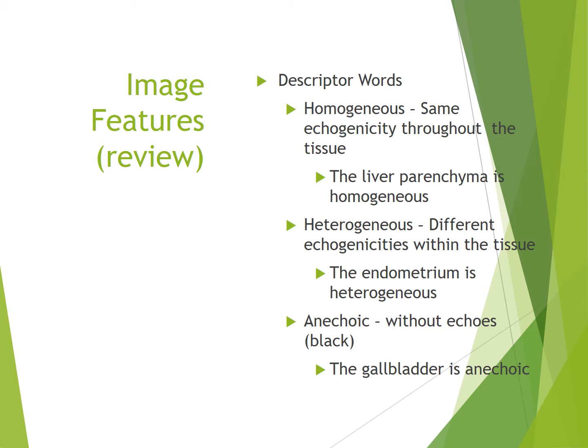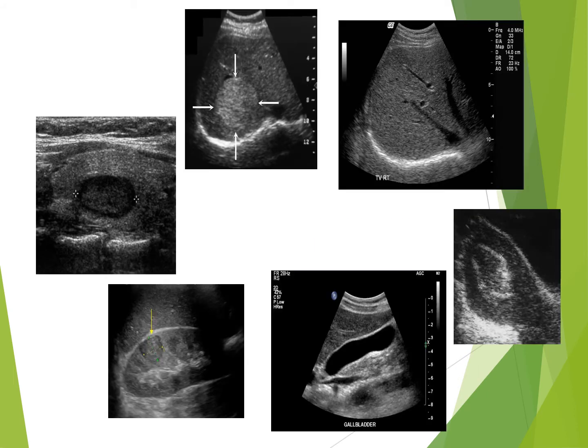And then we have anechoic, which means without echoes, typically black. The gallbladder is anechoic. Our heart chambers are typically anechoic. It's anything that is filled with fluid that should appear as black on ultrasound. So again, kind of recapping all of those words that we just went over. Here we have our liver lesion that is hyper or brighter than the rest of the liver. Moving counterclockwise, we have the thyroid lesion that is hypo or darker than the rest of the thyroid.